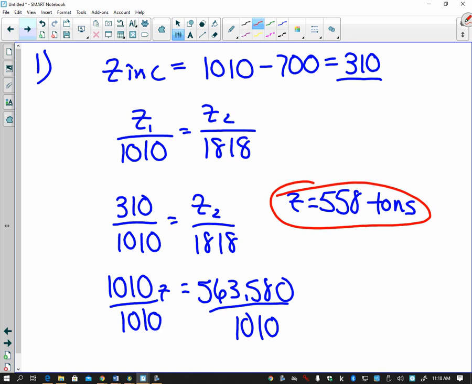In a mixture of zinc, 700 tons of copper were used to make 1,010. So that's going to tell you how much zinc you need. It's just setting up that proportion.